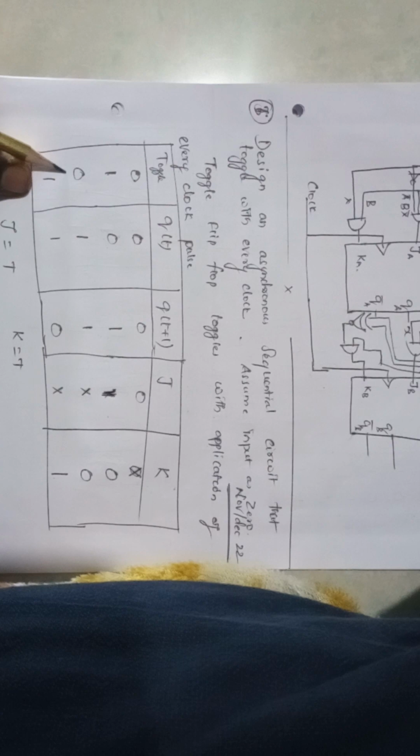So this is the truth table of a toggle flip-flop. Toggle, and Q(t+1). We are going to design the toggle flip-flop with the help of a JK flip-flop, using the same relations. If toggle is 1, the output will be changed. If the current state is 0, the next state will be 1, only when toggle is 1. When toggle is 0, the same state is maintained. So this is the case.